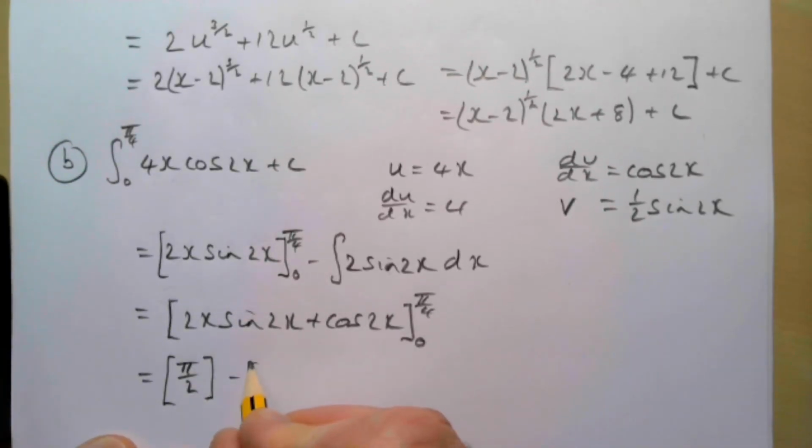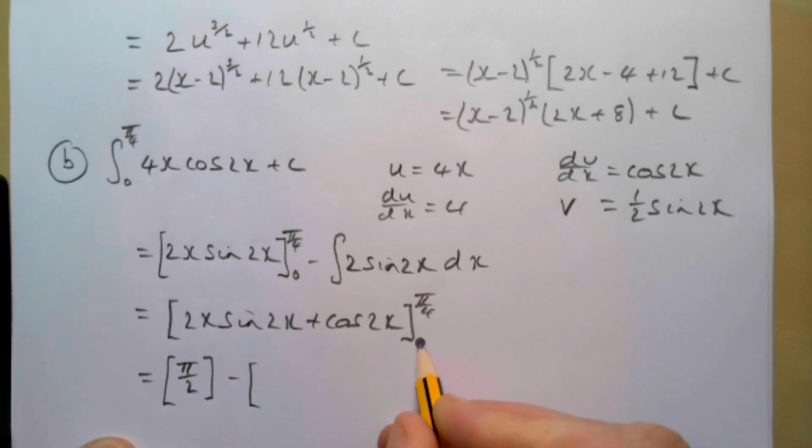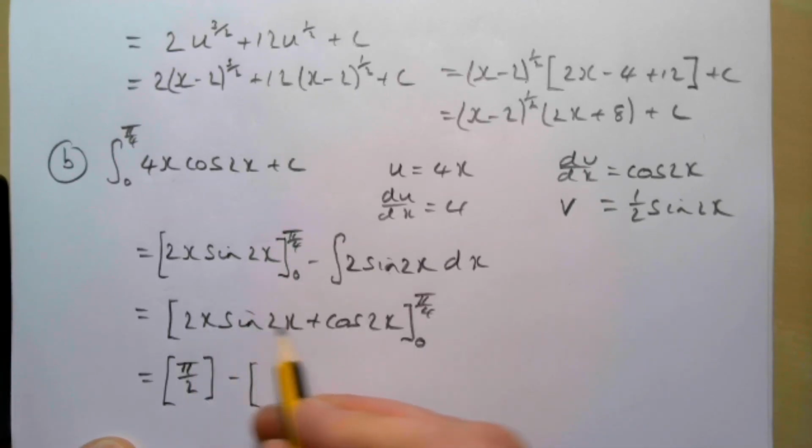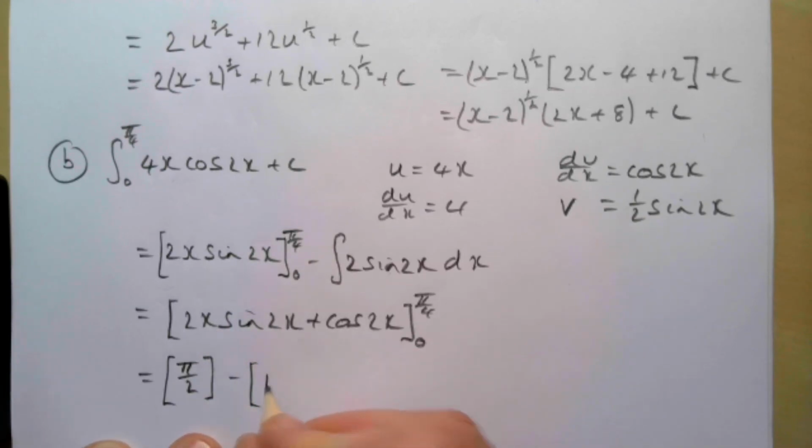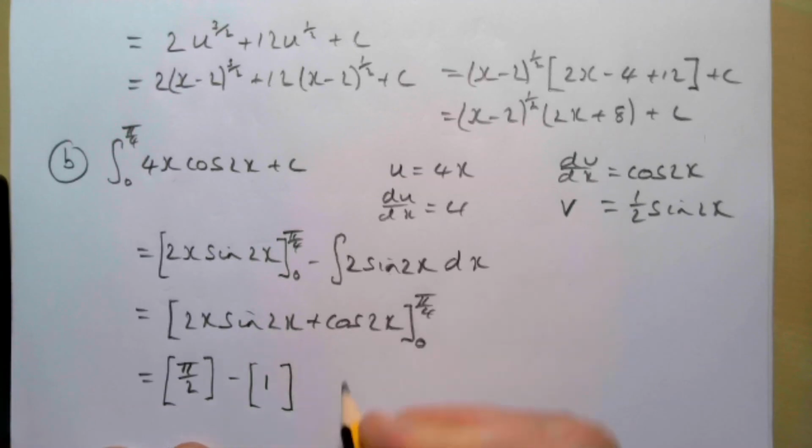I then want to take away, whenever I put in 0, this bit just disappears. It disappears because of the sine and the x. Cos of 0, however, if we remember, then is 1. So my final answer then is pi over 2, take away 1.